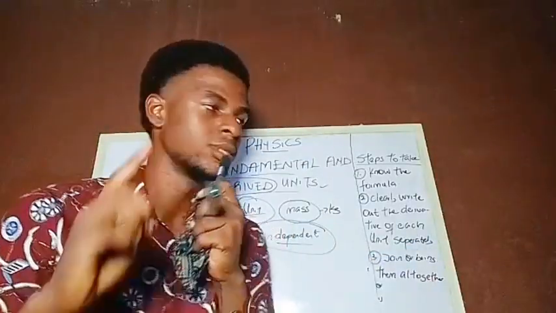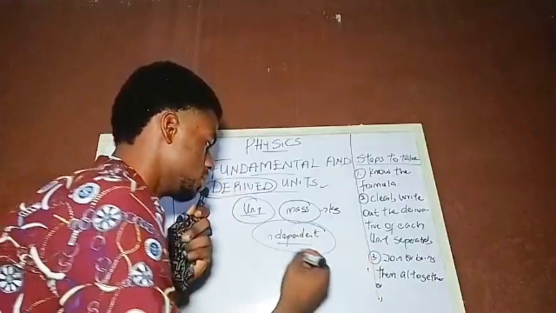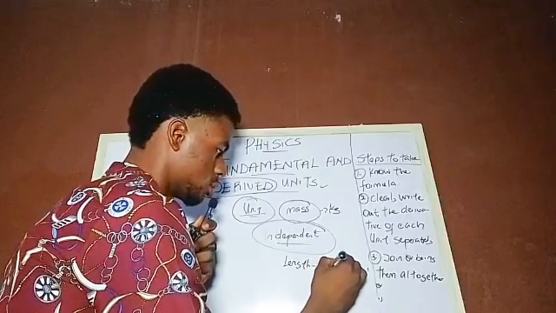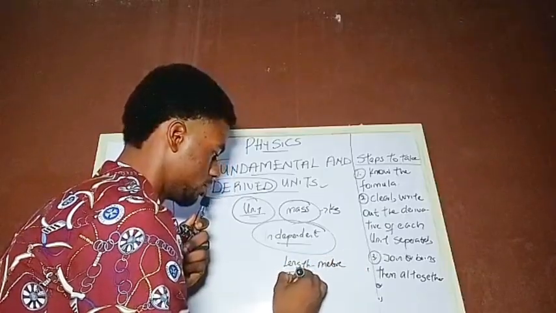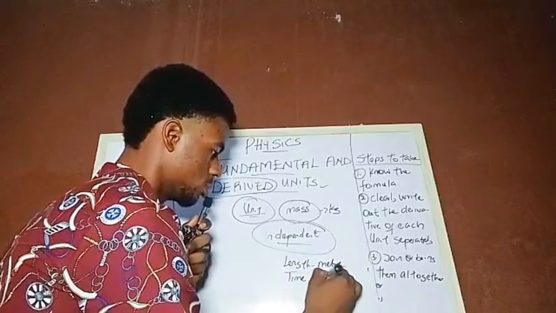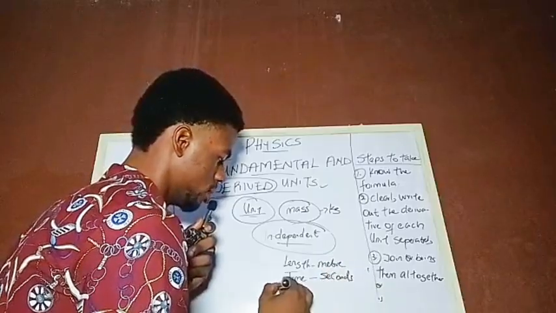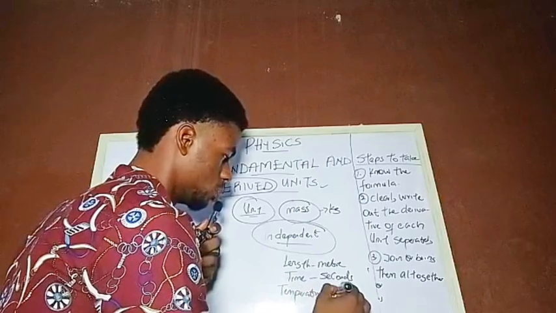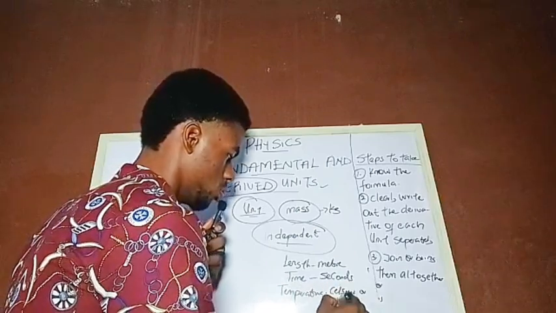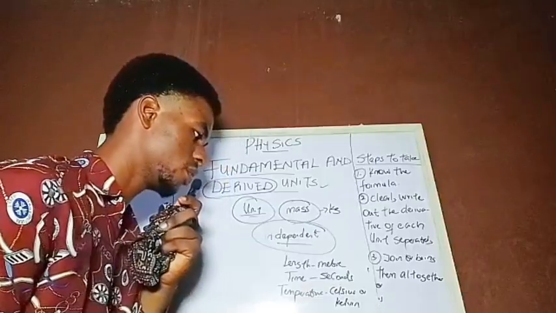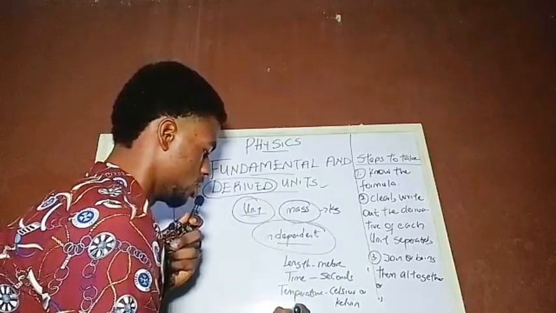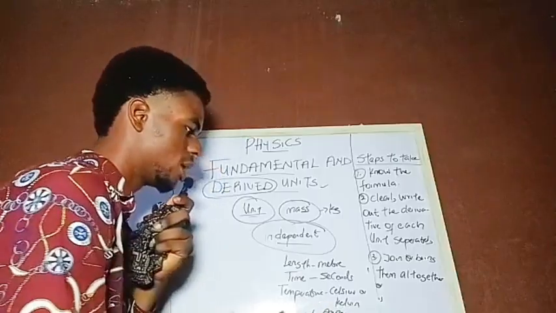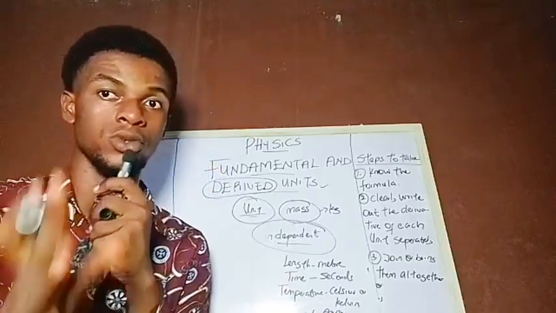They are independent. Examples of fundamental units: we have length, and our unit of length is the meter. We have time, and our unit of time is the second. We have temperature, which is Celsius or Kelvin. We also have current, which is the ampere. So these are what they call fundamental units.